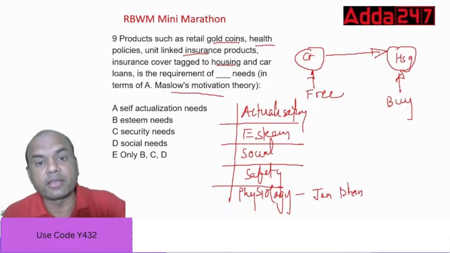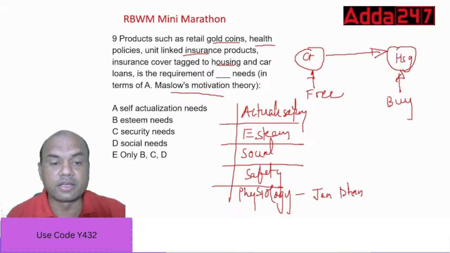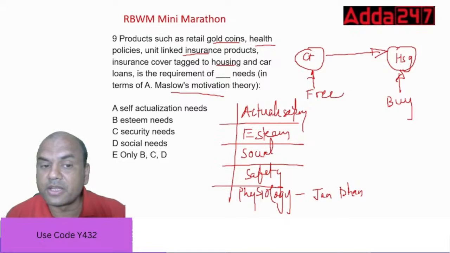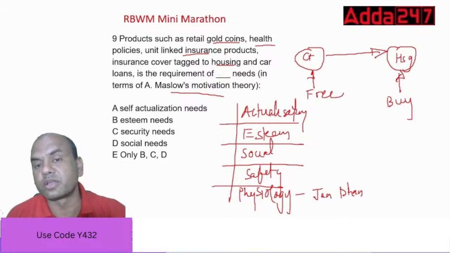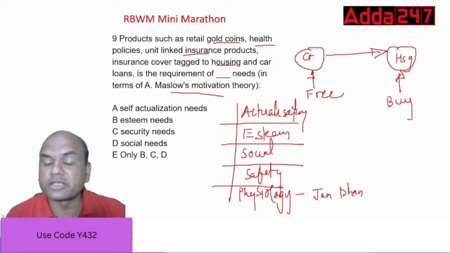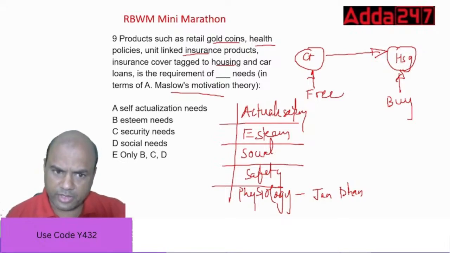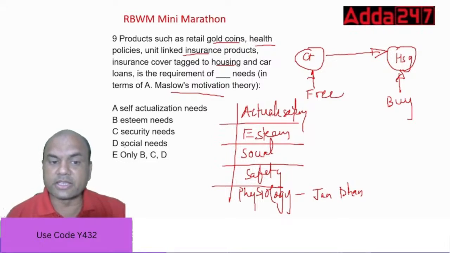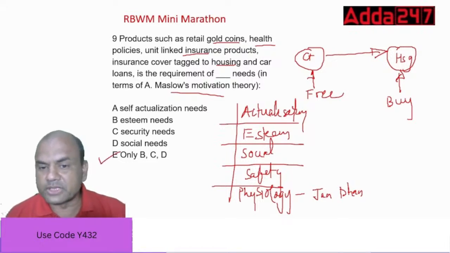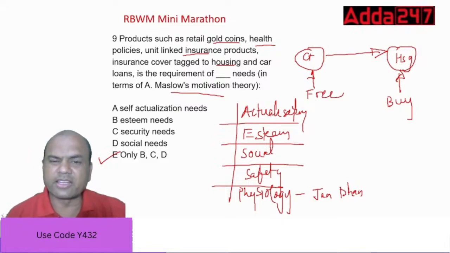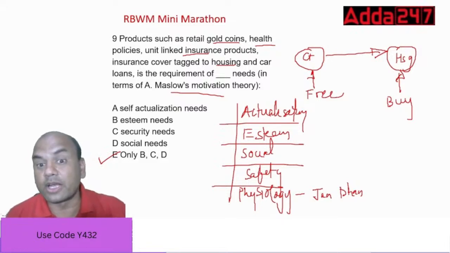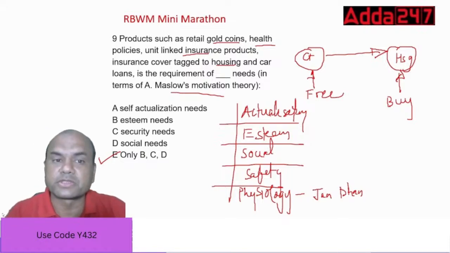So coming back, what is the answer then? It is esteem, security, social, or all of them, B, C, and D. Remember, only B, C, and D. We are not talking of actualization over here. Actualization means here the person is retired or a very rich person. So it is B, C, and D. Only up to this level, human beings are concerned about all these offers. After that, there is a very rare possibility. It's not that nobody is concerned, but it is rare.